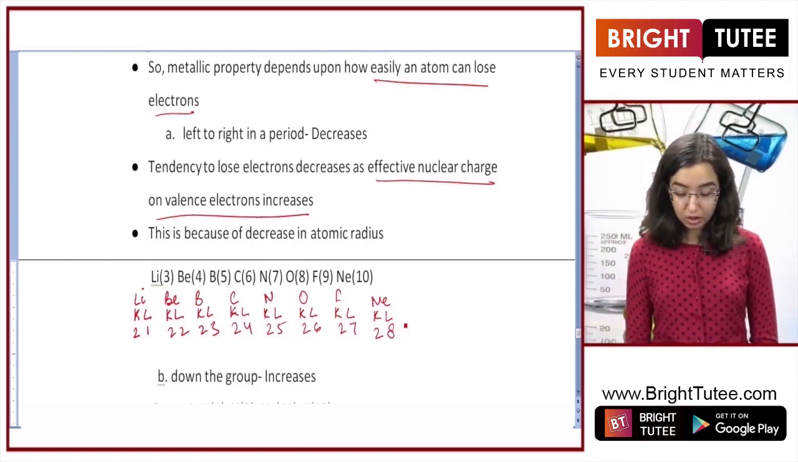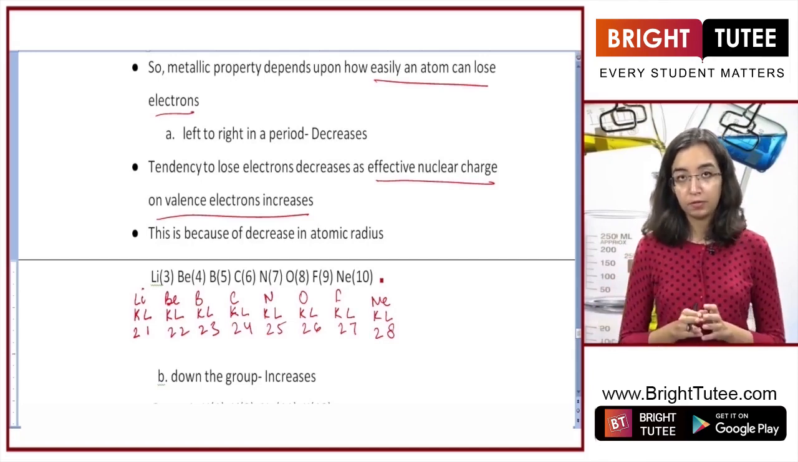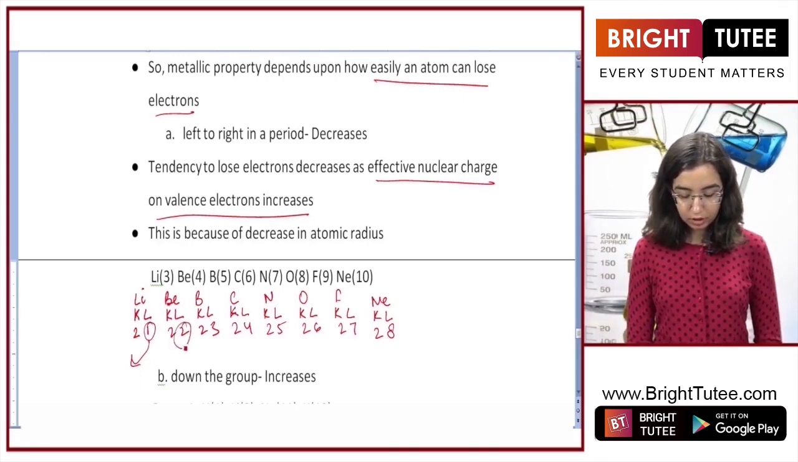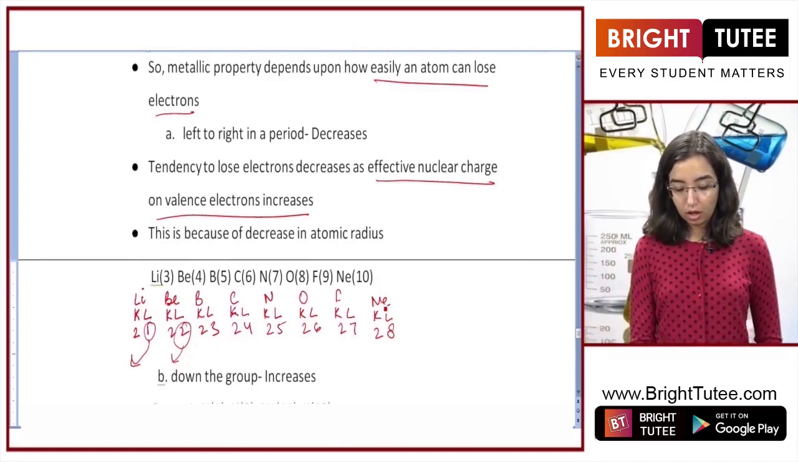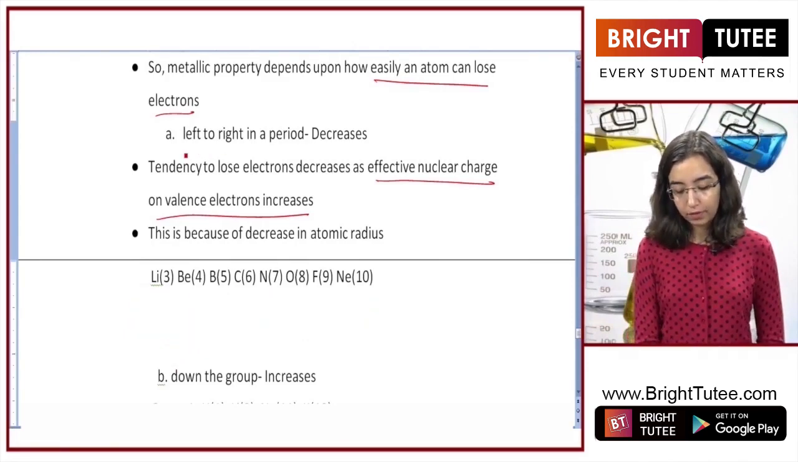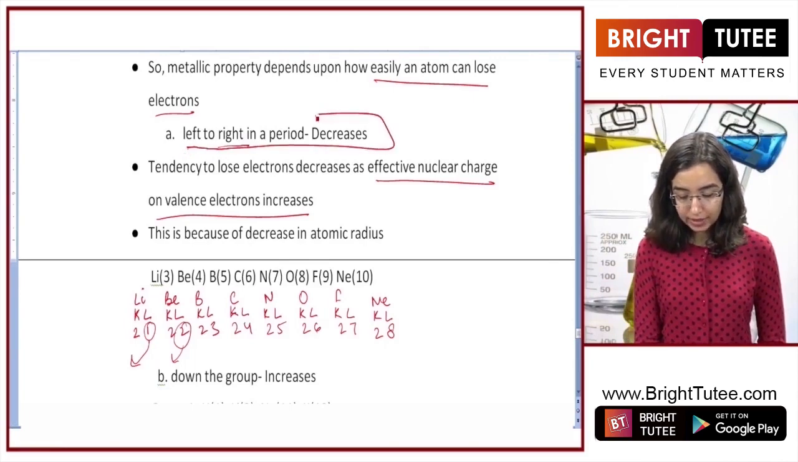So when I write these configurations, you see that the atomic number, of course, is increasing, and that is why there's a greater pull on these electrons because of the increased number of protons in the nucleus. Removing one electron from here is relatively easier, but removing two electrons from here is less easy, and so on. It becomes even more difficult as we go from left to right on the period. So because of this, when going from left to right, the metallic character always decreases.